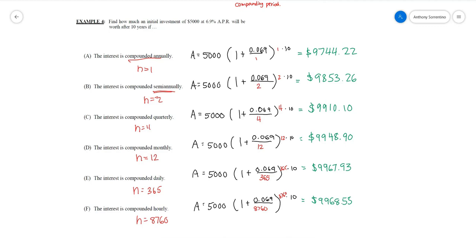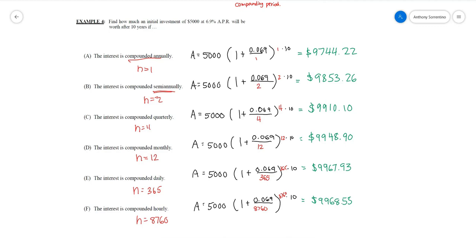When I go to the next one, from four times a year to 12 times a year, it's still higher, but the difference between the two is only about 38 bucks. And then when I go from 12 times a year to 365 times a year, it's still higher yet, but the difference from doing it monthly is only roughly $19.